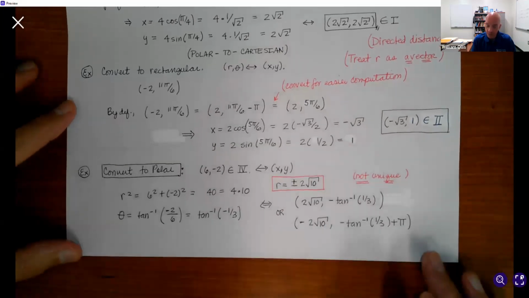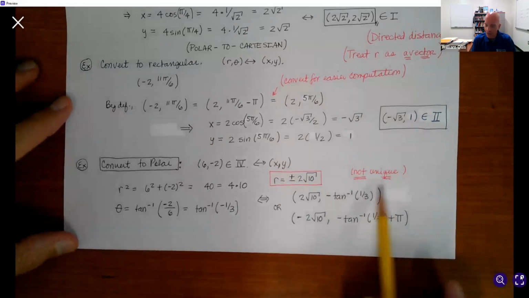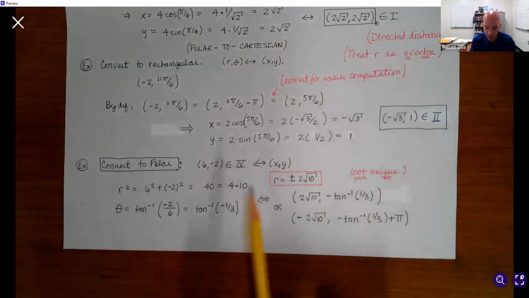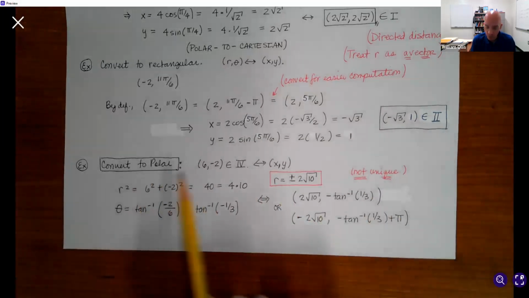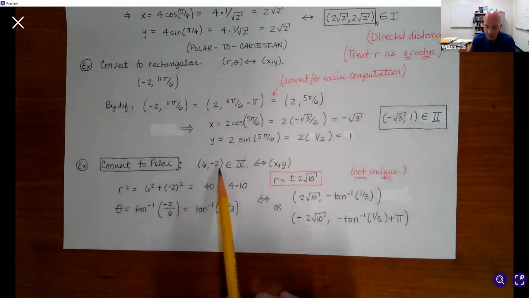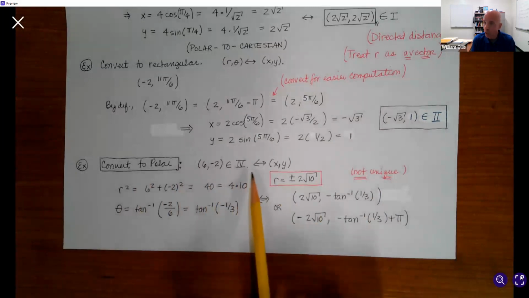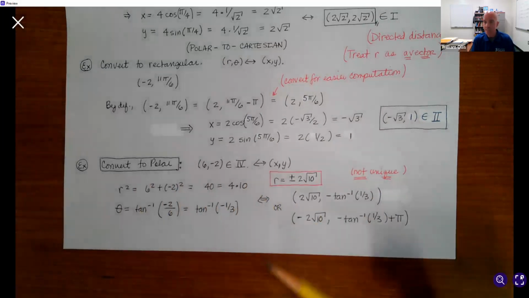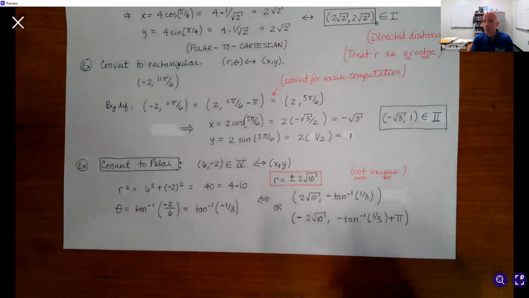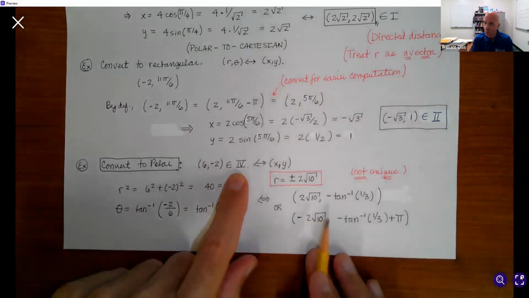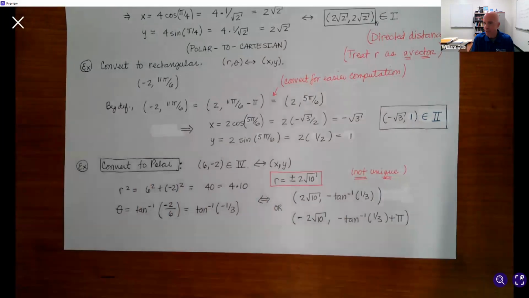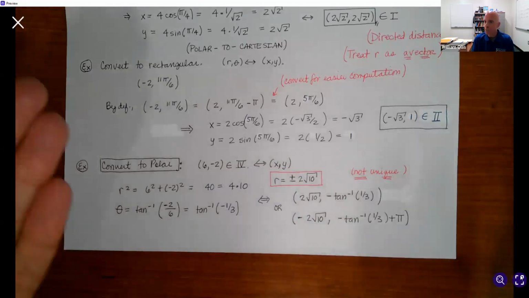Now, I've got not unique here, but not a surprise, right? So we have convert to polar. We've got 6, -2, which is a Cartesian point. And then, of course, what we see is the x is positive and the y coordinate is less than 0. So that puts us in the fourth quadrant. That's what we're thinking about when we want a representation for a polar coordinate pair so that we get an equivalent representation.